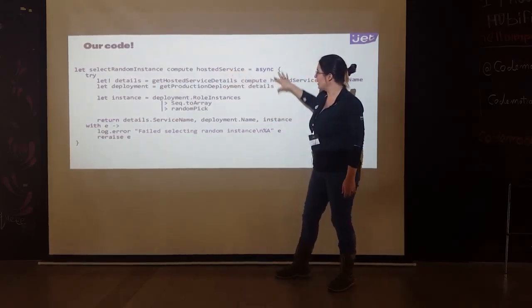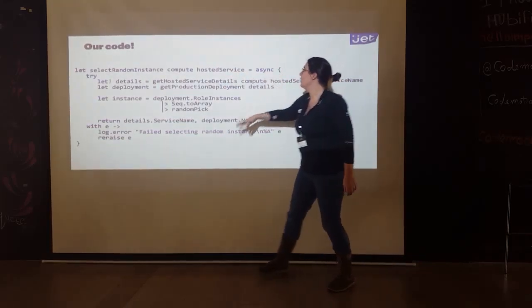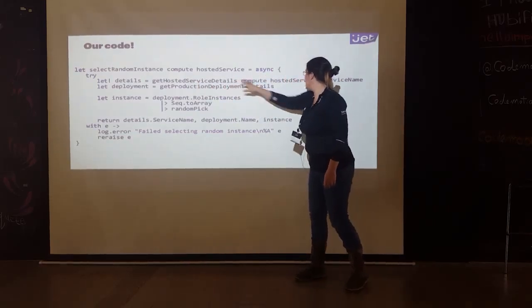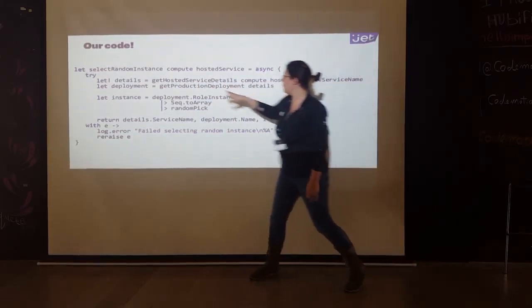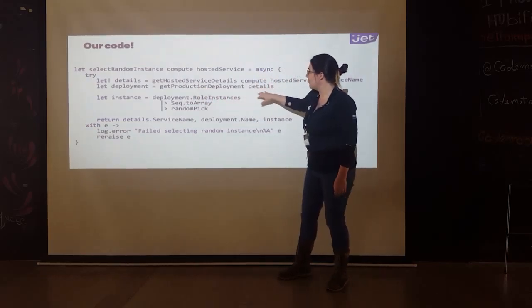Compute and hosted service are the parameters here. We have all of this in an async block. First we have to get hosted service details. We send in a few extra parameters. We need to get the deployment information.